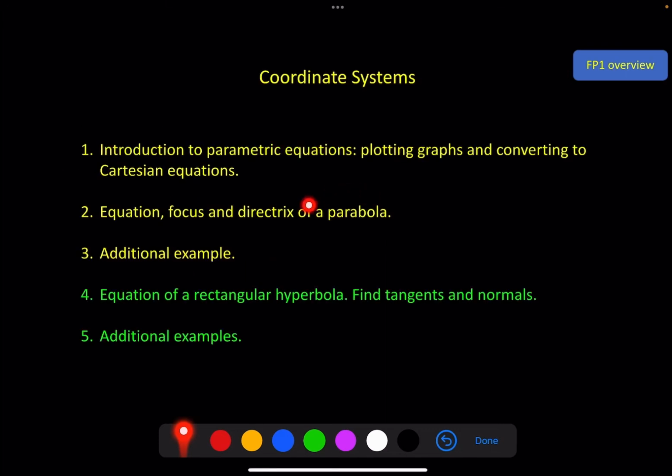So we've done parabolas, we've looked at parametric equations, now we're going to do rectangular hyperbolas specifically, and then we'll go into the tangents and normals pretty quickly. As with the previous video, there are a couple of additional examples between exercise 4D and 4E, so I've put them at the end here, although there's no new concepts.